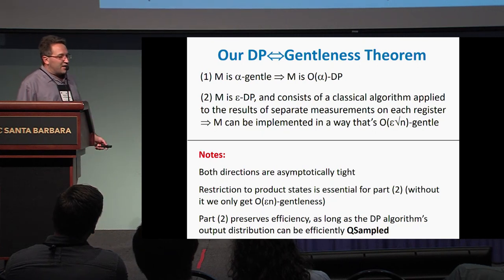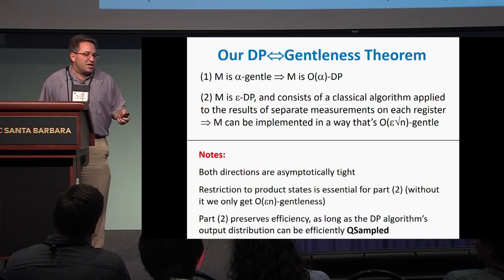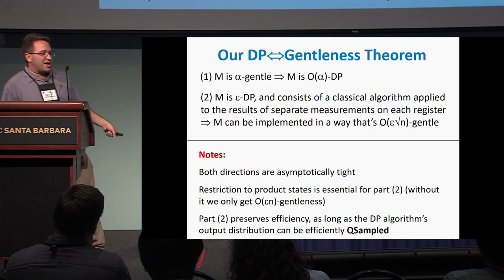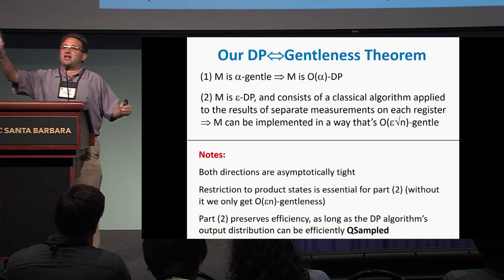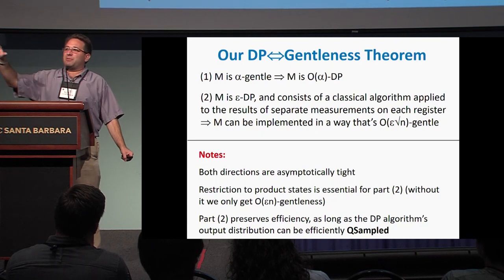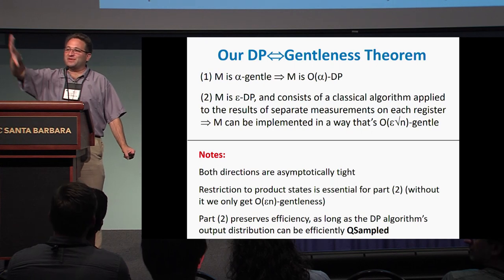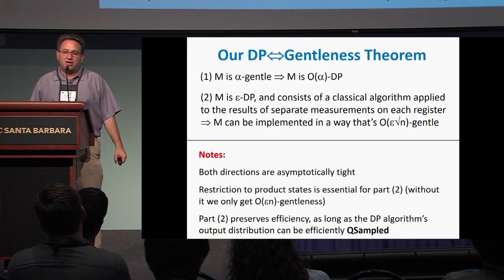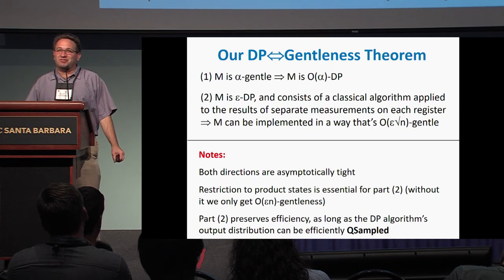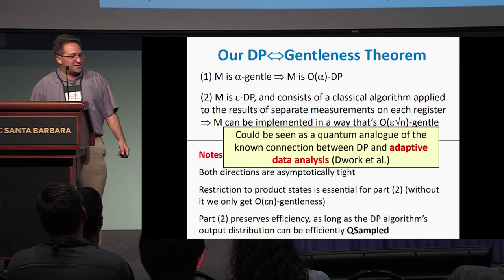And you might wonder about computational efficiency. Well, part two preserves computational efficiency as long as your DP algorithm has the property that its output can be efficiently Q-sampled, which means you must be able to efficiently prepare a coherent quantum superposition over the outputs of the DP algorithm with no noise. Now, most of the DP algorithms that we actually looked at do have that property. But that is something we need.